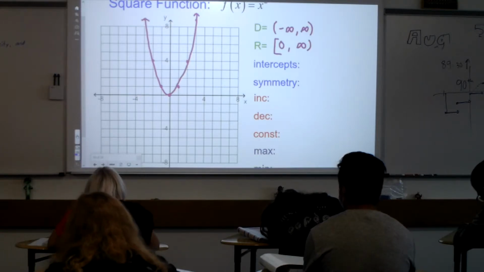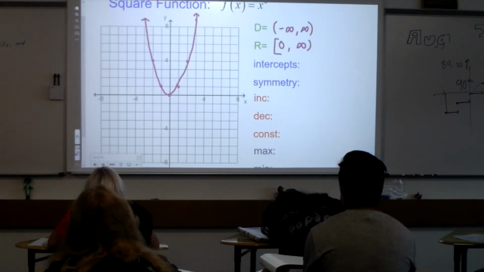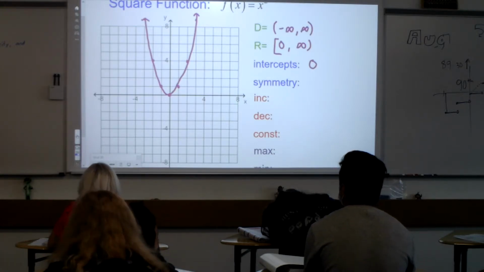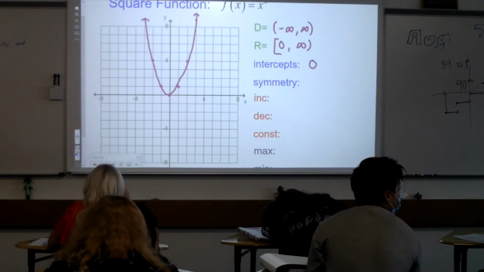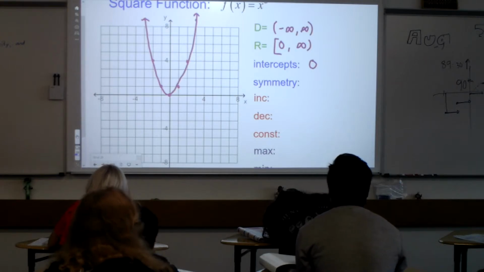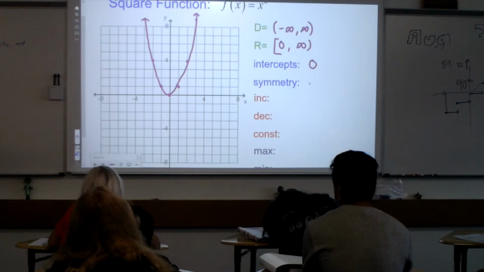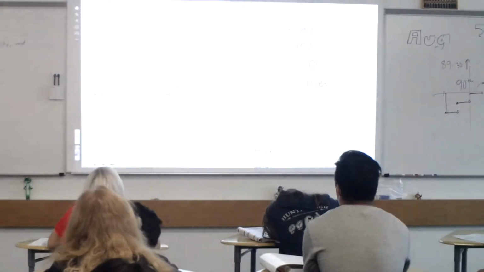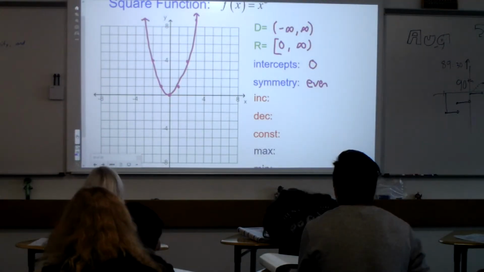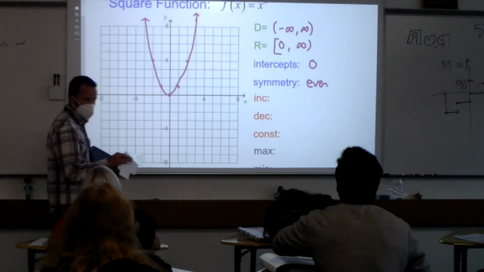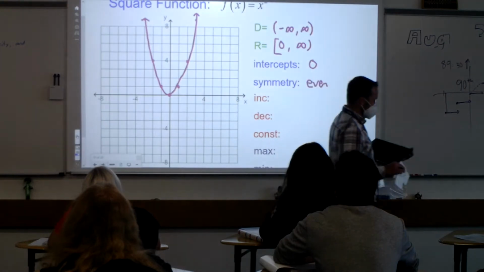Okay, let's go to Kayla. What about intercepts? What do we see there? Yes. At 0, we have an x-intercept, which is also a y-intercept. So there we go. We're good there. Okay. And Kayla, also on you, what type of symmetry is this? This is even, because if you fold it over the y-axis, you get the same thing. Good job. All right, let's go to our next one.